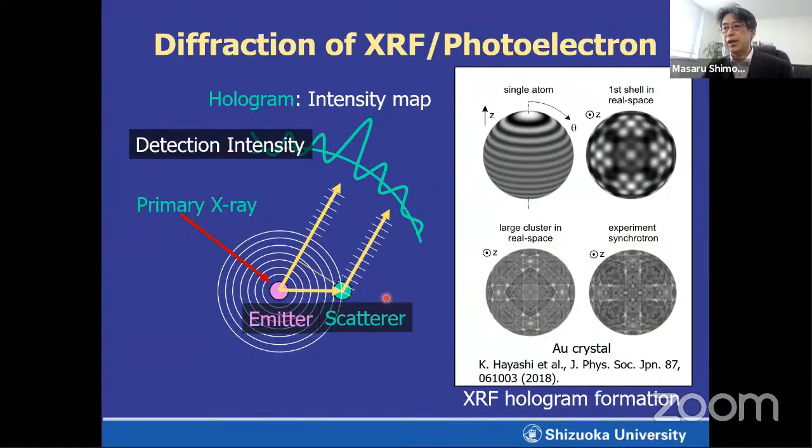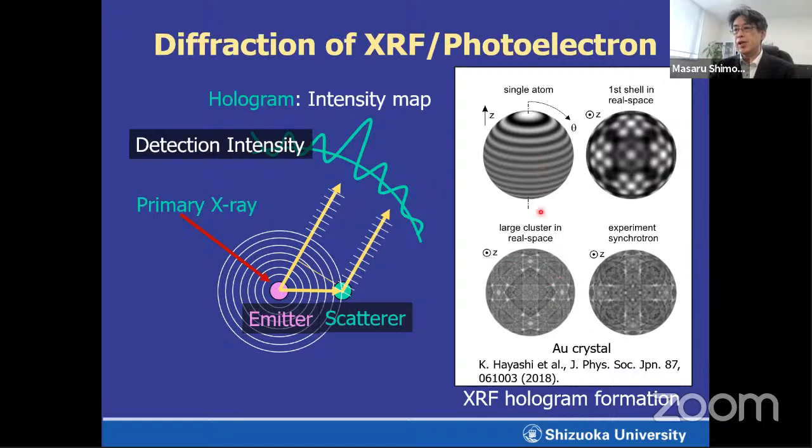Here, I should emphasize that we need a single crystal to measure the diffraction. An emitter atom must have a similar local structure. It is okay even though the emitters are distributed on the surface and separated, but the local structure must be similar in the whole structure. And this shows the XRF hologram formation process.